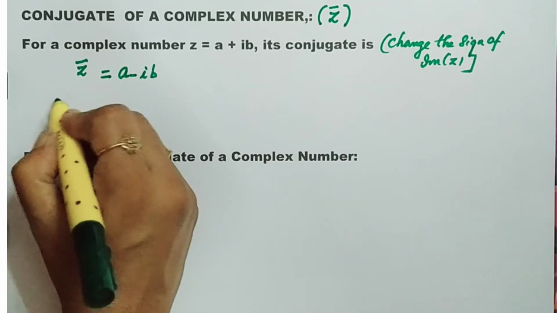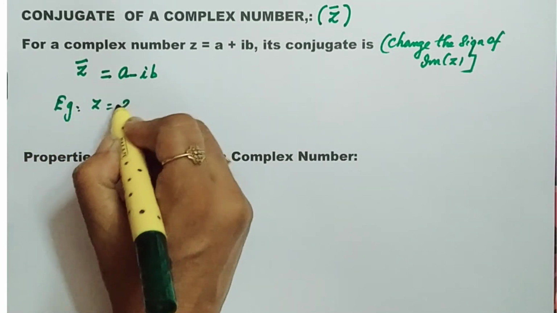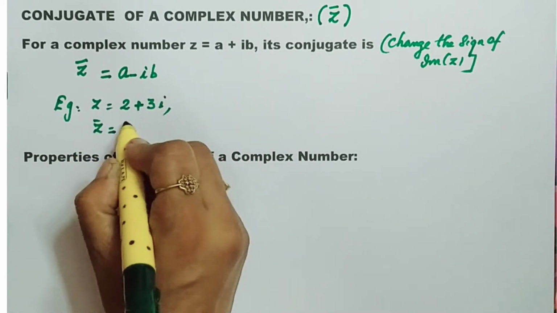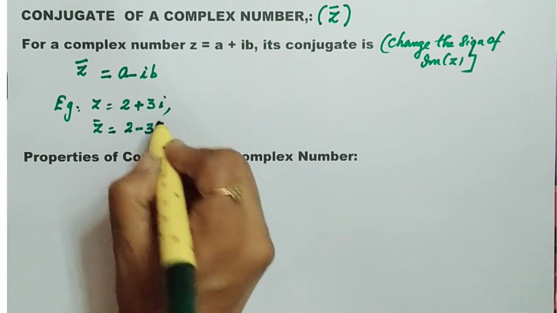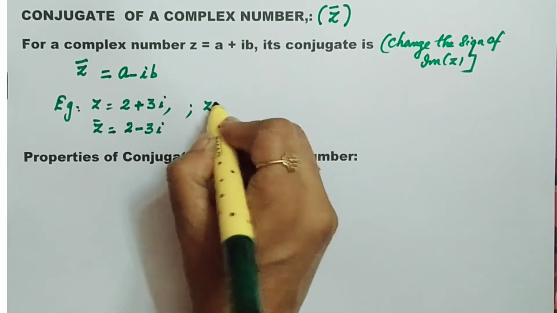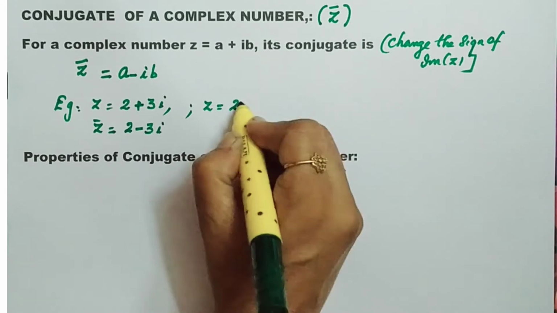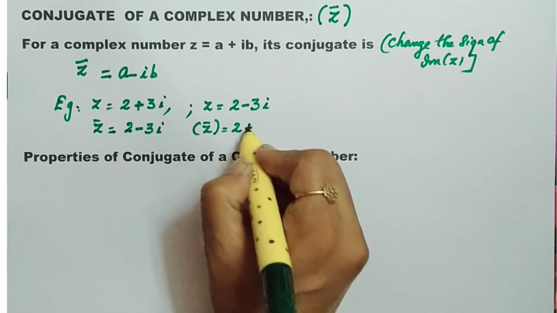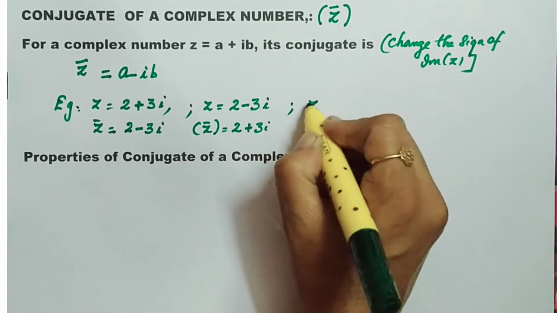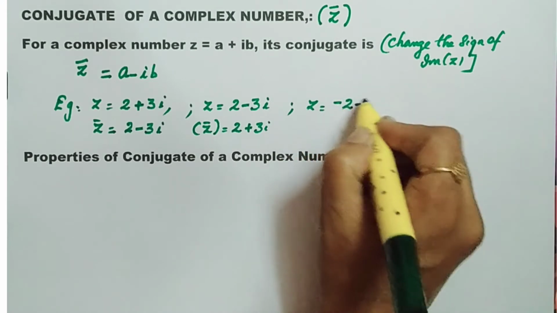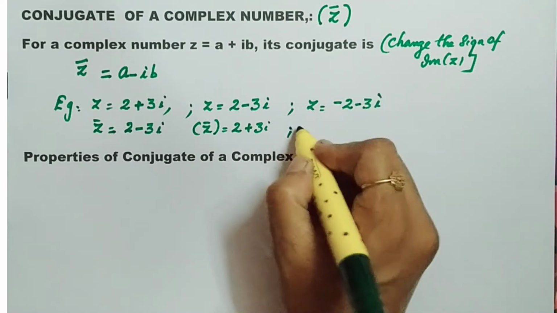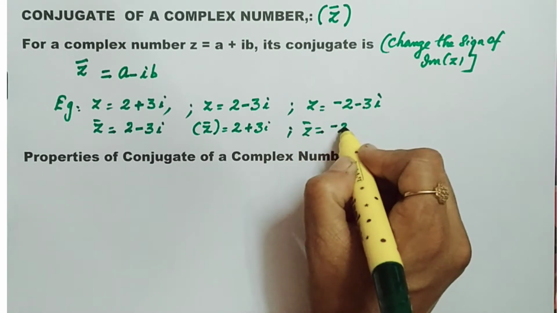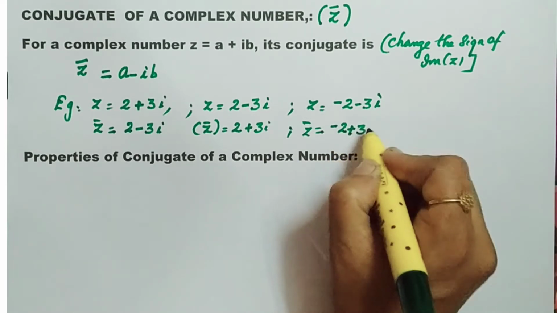For example, if z equals 2 plus 3i, then the conjugate z bar equals, changing the sign of the imaginary part, 2 minus 3i. Another example, if z equals the complex number 2 minus 3i, then the conjugate z bar equals 2 plus 3i. Suppose the complex number z equals minus 2 minus 3i, then the conjugate z bar equals, keeping minus 2 and changing the sign of the imaginary part, minus 2 plus 3i.